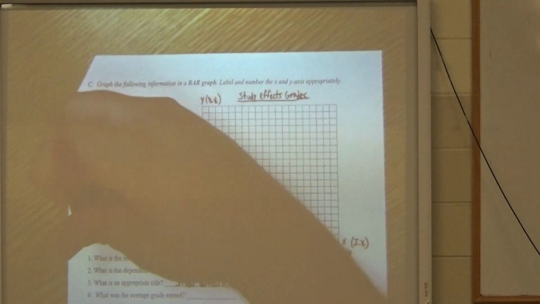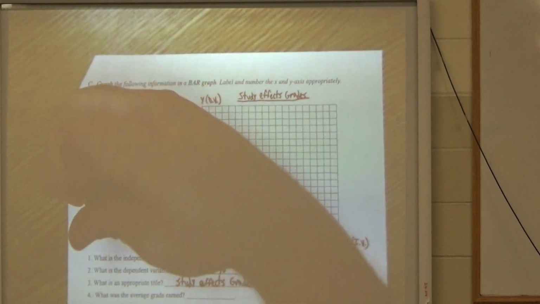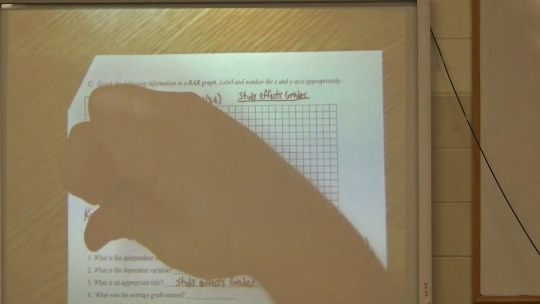We can even make the key. Go ahead and make the key. You already know the y-axis.